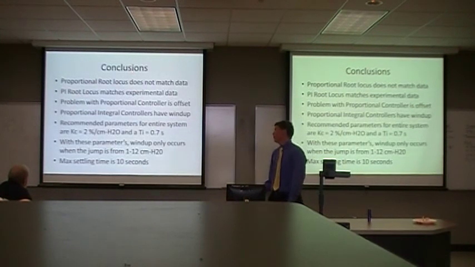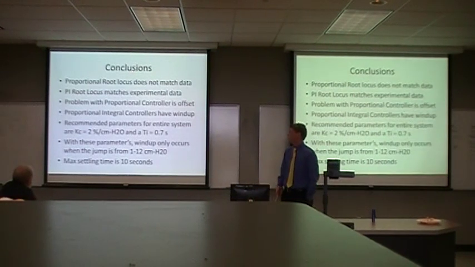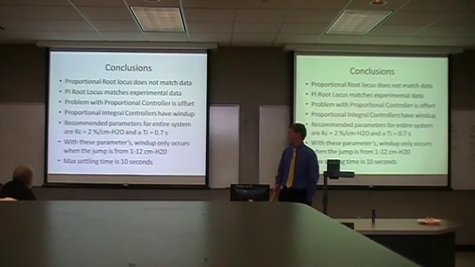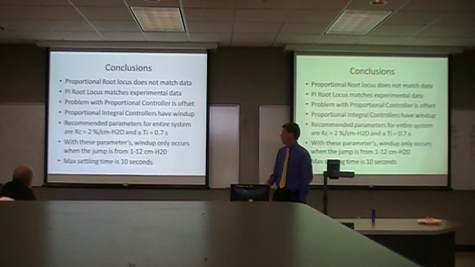In conclusion, the proportional root locus did not match the data. The PI root locus did match the experimental data. The problem with proportional controls was offset, and that's not desired at all. And the problem with proportional integral controllers was that they had wind up and wind down, but over time it still ended up having the right set point.